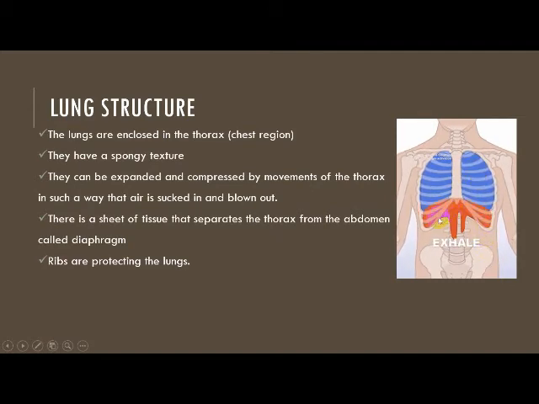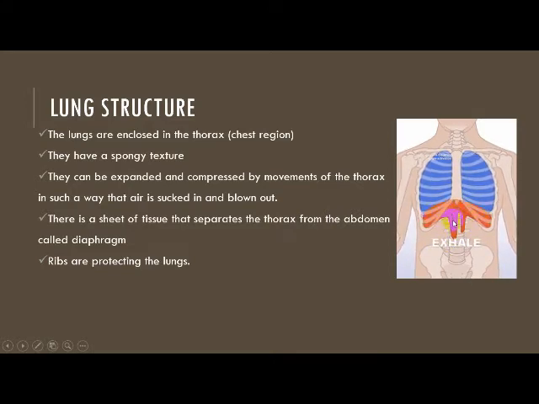And this diaphragm, this structure is essential. This diaphragm or membrane pushes the lung upward to decrease its size, and the diaphragm comes down to increase the size of the lung. So we say that there is a sheet of tissue that separates the thorax, or the chest position, from the abdomen or stomach position, called the diaphragm, this red color.